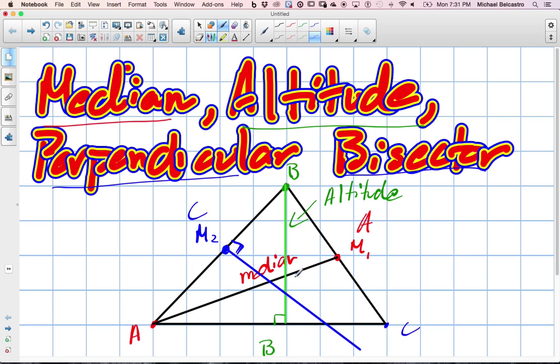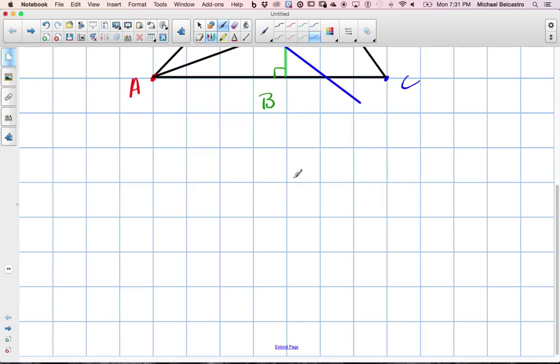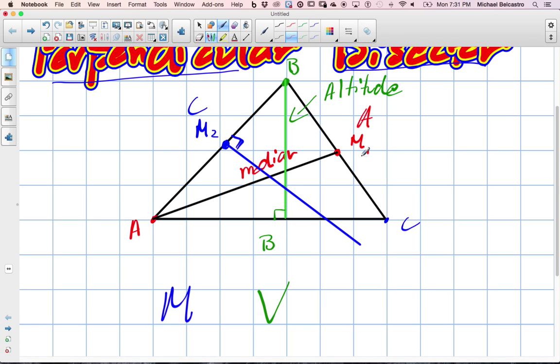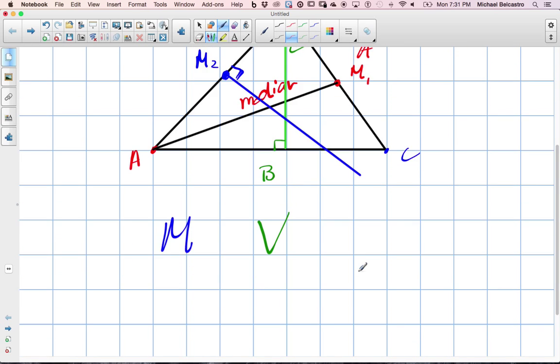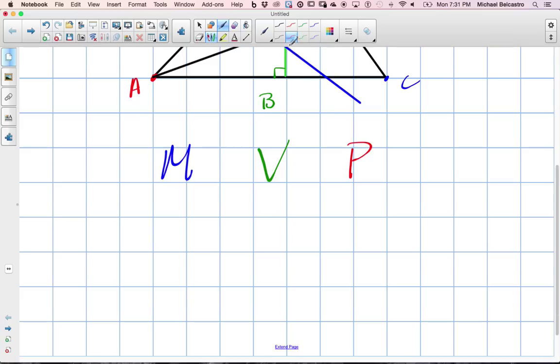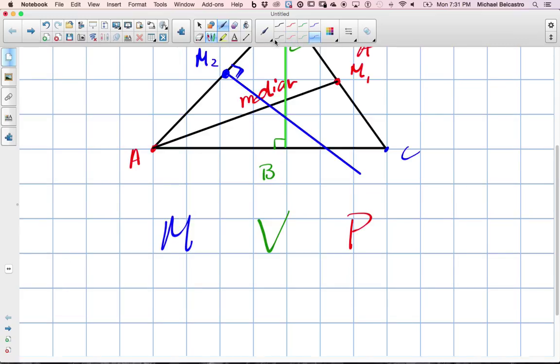So all 3 of these are different, but they all really fall within one of 3 things. Okay, so you either go from a midpoint, a vertex, and what's the last one here? Perpendicular. Okay, we'll do that in P. So the median deals with a midpoint, and it deals with a vertex. Okay, it has both of those.